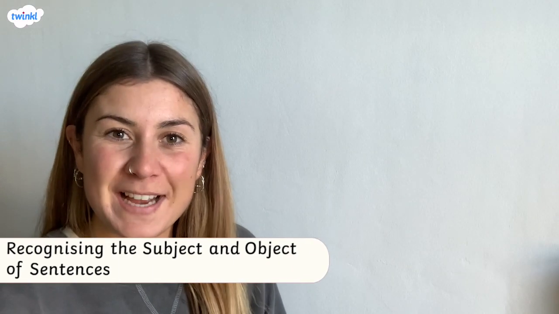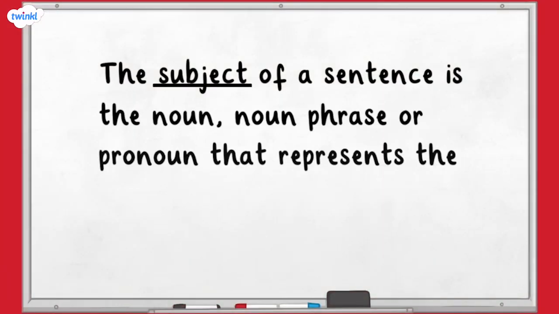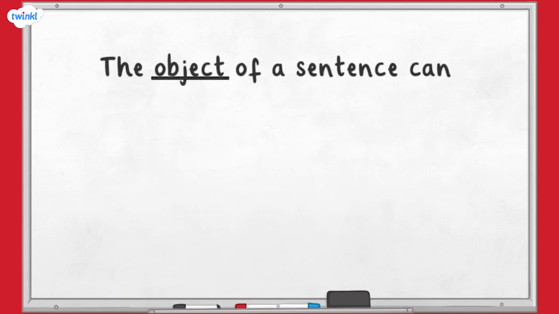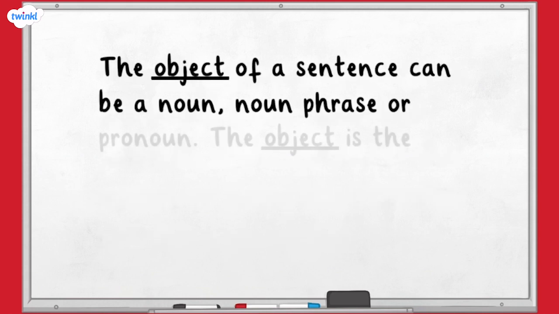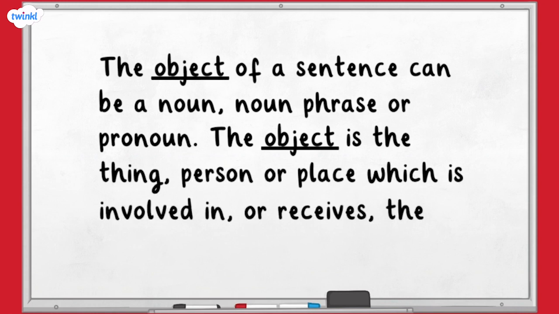In this video, we'll be looking at the subject and the object of a sentence. The subject of a sentence is the noun, noun phrase or pronoun that represents the person or thing that carries out the main action. The object of a sentence can be a noun, noun phrase or pronoun. The object is the thing, person or place which is involved in or receives the action.